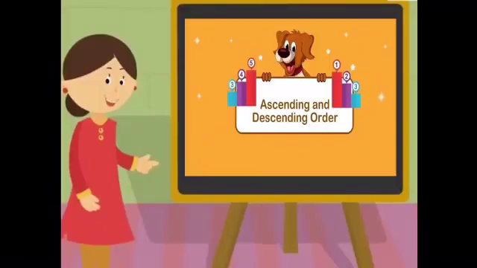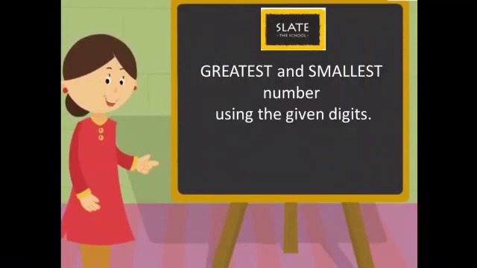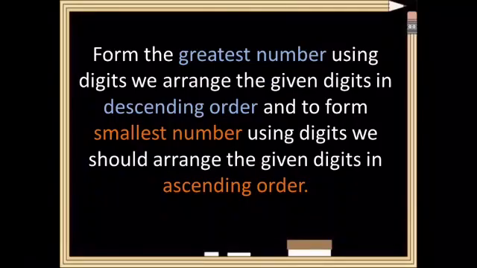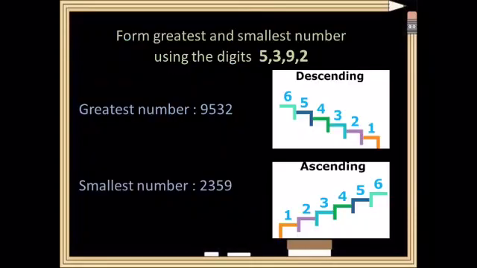Children, we have already learned about ascending and descending order, right? Now with this, we are going to learn a new concept of forming the greatest and smallest number using the given digits. So, Slaters, to form the greatest number using digits, we arrange the given digits in descending order, and to form the smallest number using digits, we should arrange the given digits in ascending order. Let's see an example on this.